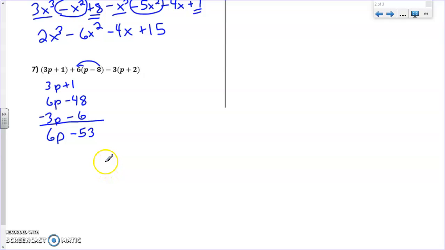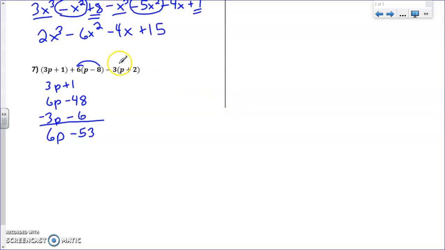What are you not good about? Did you get positive 6 minus 48? I got 6p minus 48. Did you get negative 3p minus 6? No. Do you see how I got that? Oh, I didn't multiply that. Okay, negative 3p plus 2. Okay, does that make sense?